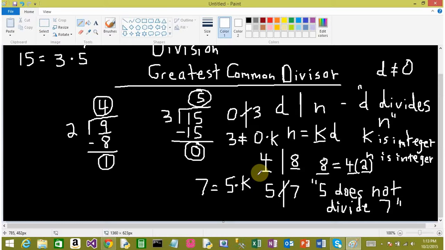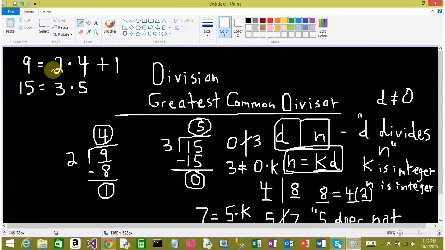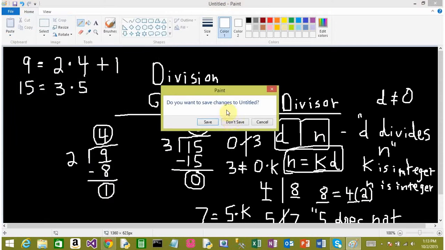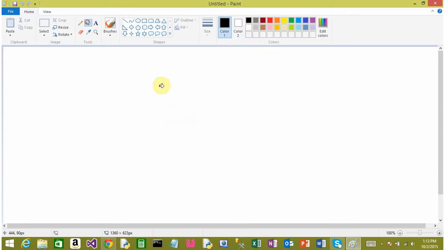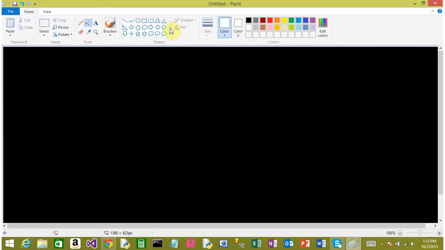Okay. So we've talked about division a little bit. We talked about different parts of division, with the divisor, the quotient, the remainder, and of course the dividend. And we talked about the definition of divides right here. D divides N. And then we know that that's equal to N. It's equal to K times D. So we're going to use this definition again when we talk about the greatest common divisor. And we're going to clear the board here and start talking about that right now.